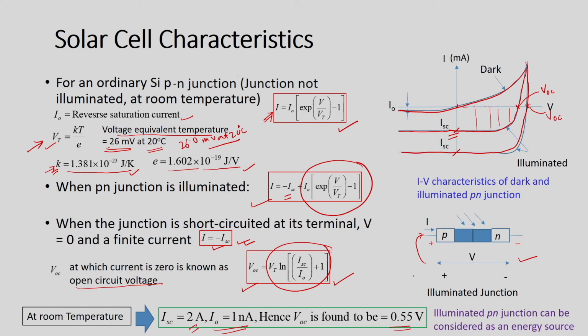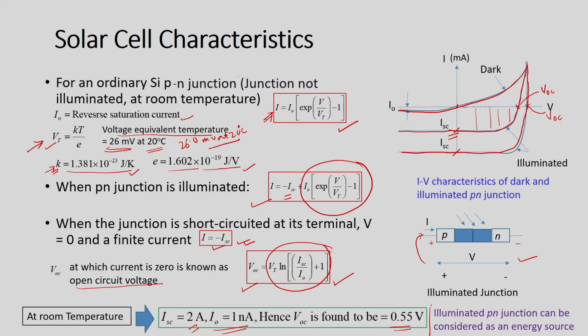What we have understood from here is that when a light source is provided to a p-n junction, it can be considered as an energy source. So now we can understand that we can generate energy out of this junction.